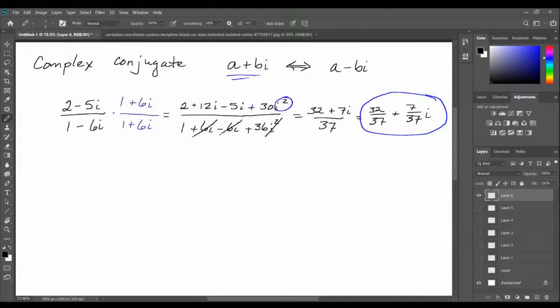So that is the extent of section 3.1. Do you have any questions on any of that we've covered?